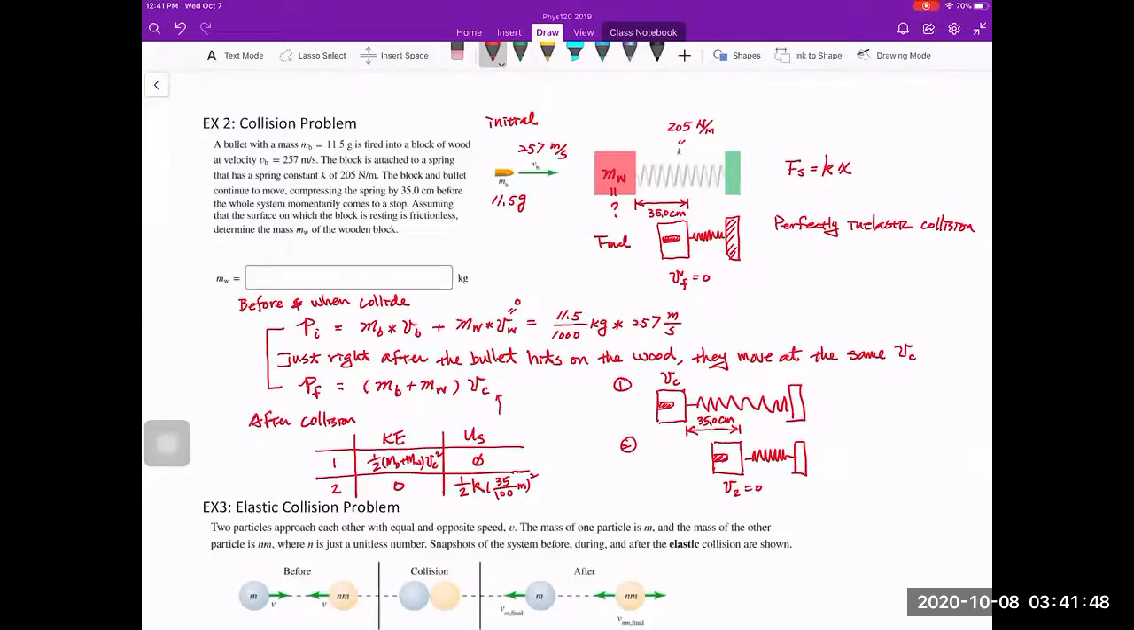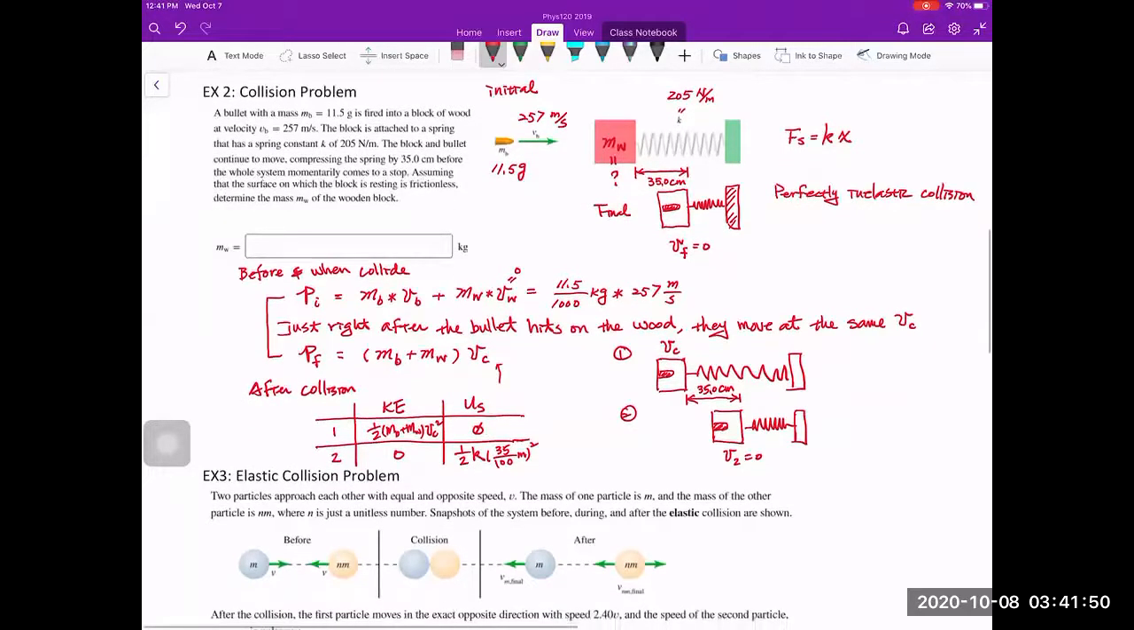So this is very similar to your ballistic pendulum. You have to look at the situation: which part you can use conservation of energy for, and which part you can use conservation of momentum for. So after the collision, we have a conservation of energy.